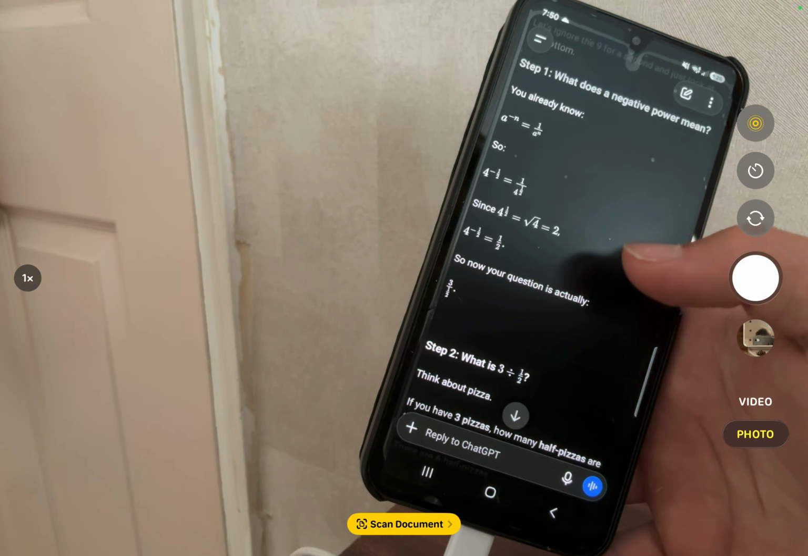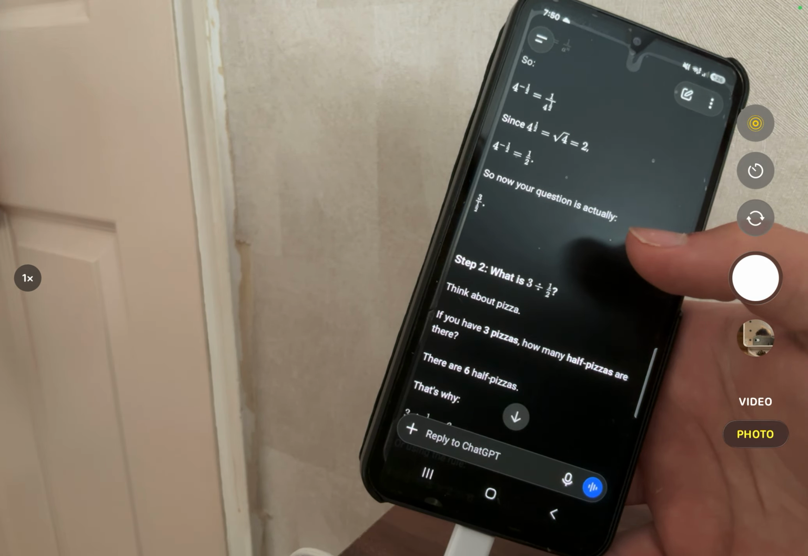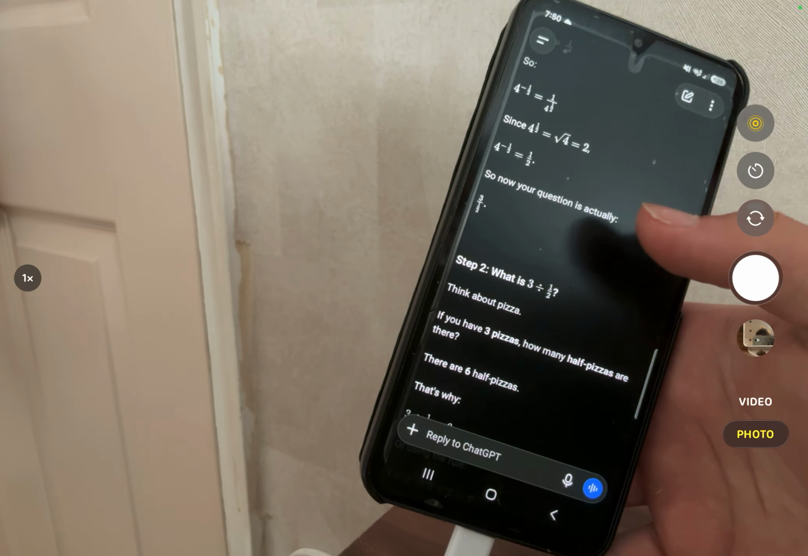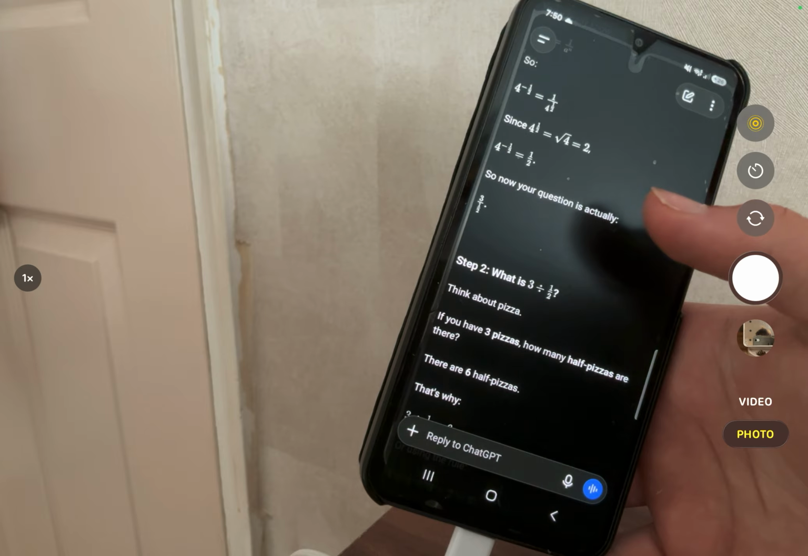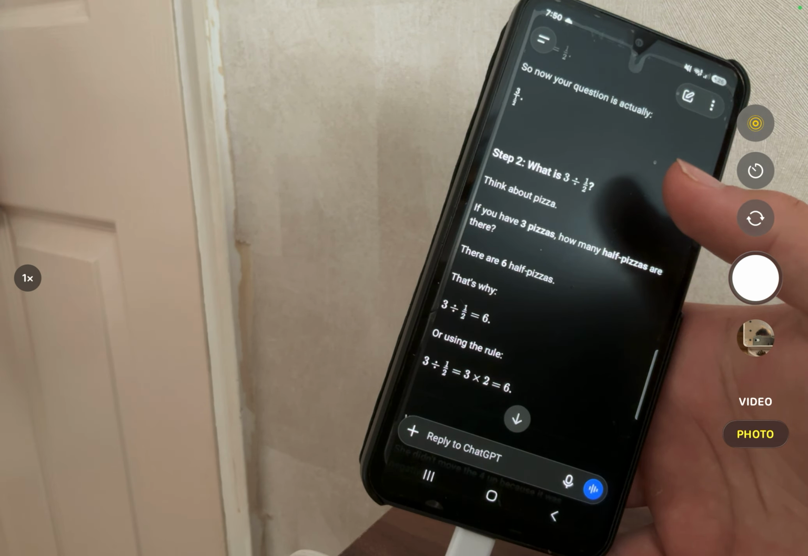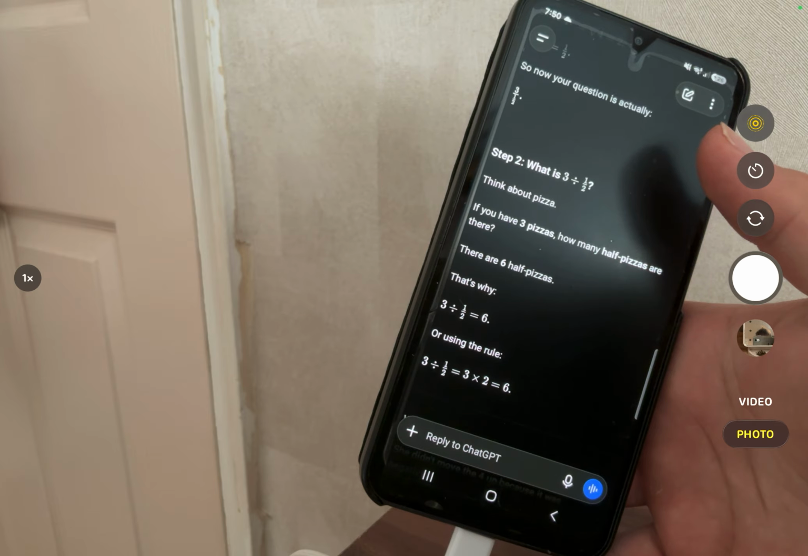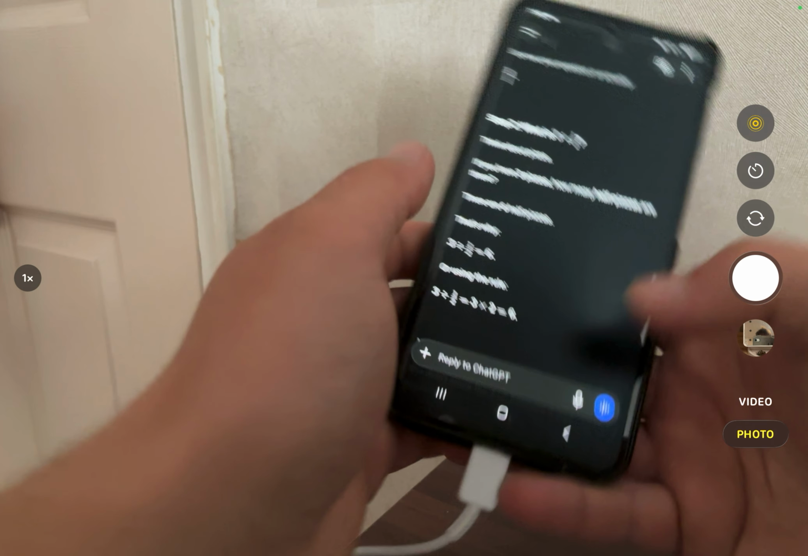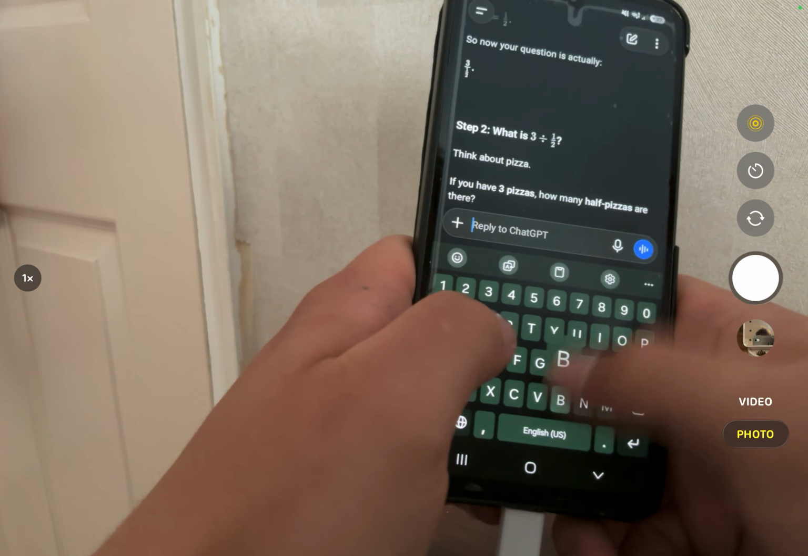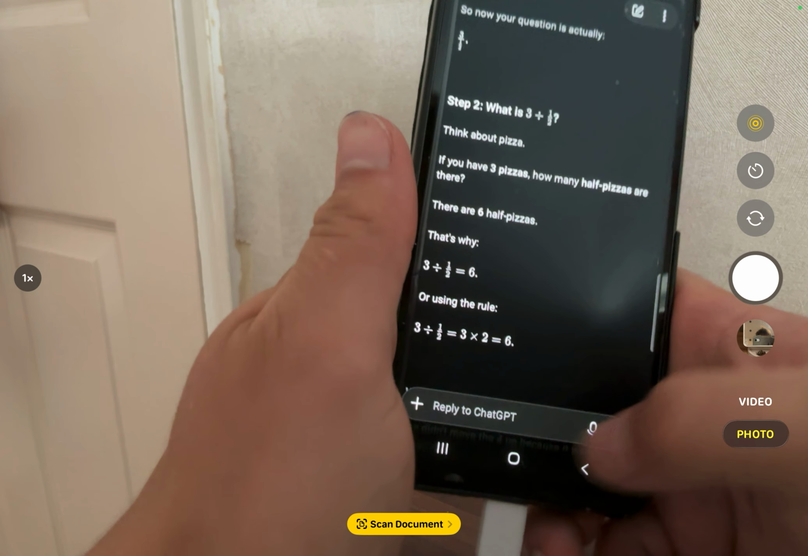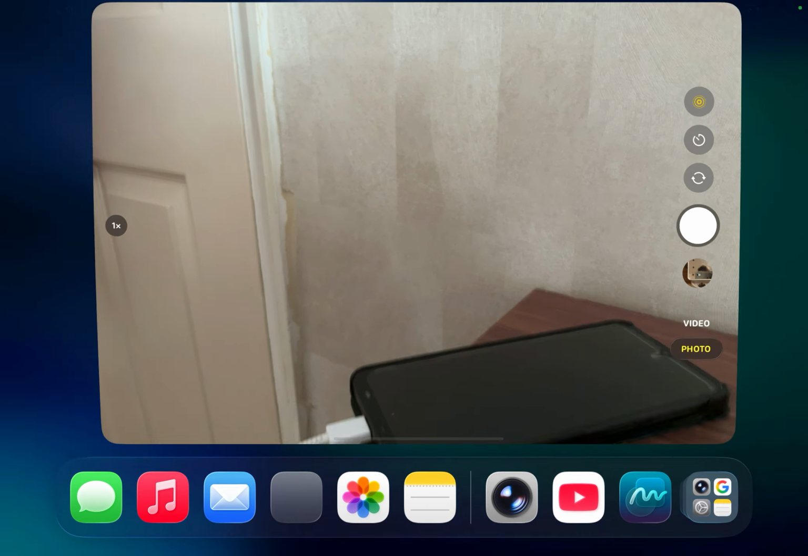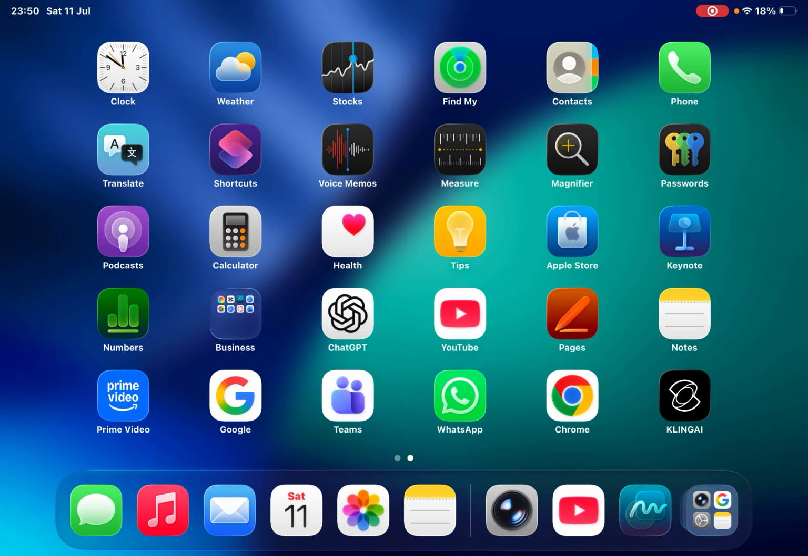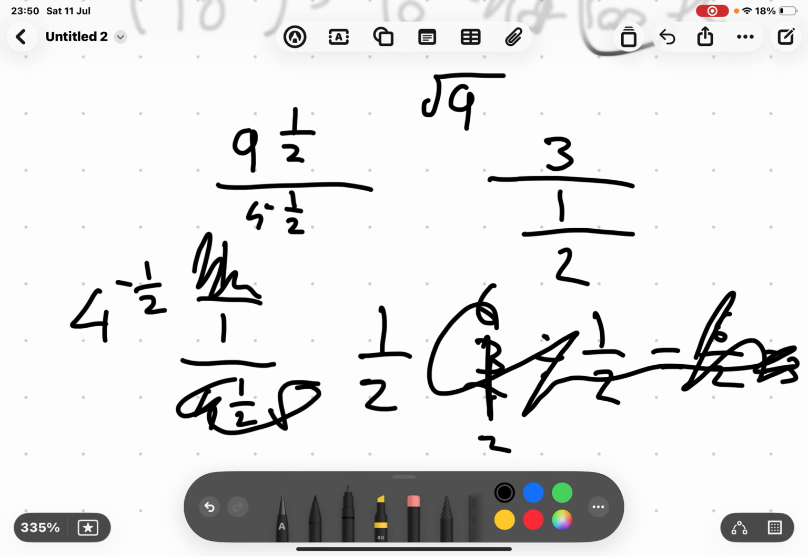So now your question is actually, what is 3 divided by 1 over 2? Think of it like, if you have 3 pieces, how many halves are there? There are 6 halves. That's why this divided by this is 6. I don't exactly understand why that actually works. I guess it's just a maths thing, because if I put it on a calculator, it will give me the same result as ChatGPT did. But yeah, that's just one of those maths things, guys.